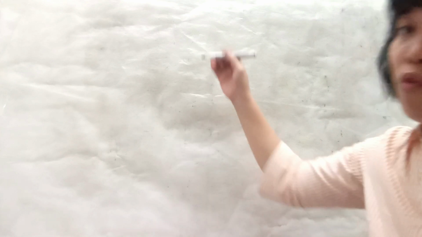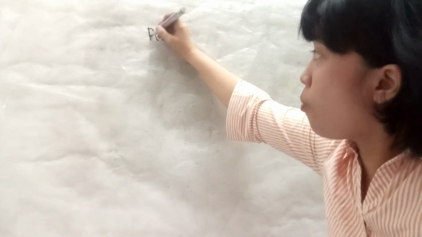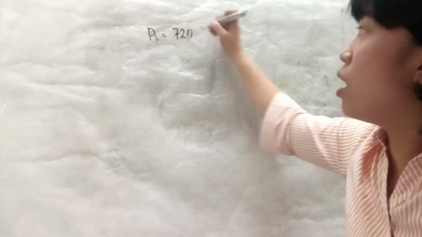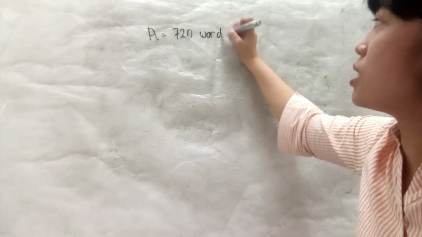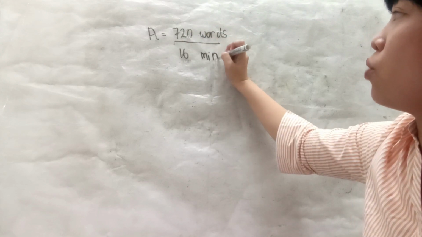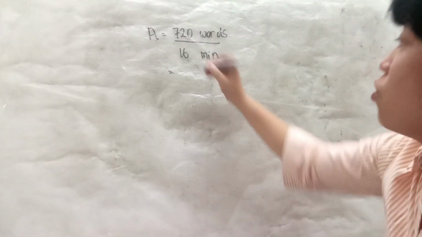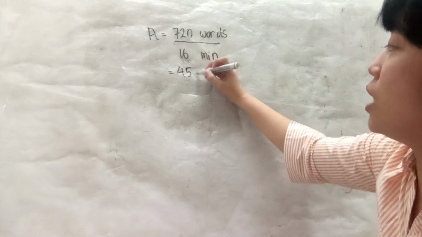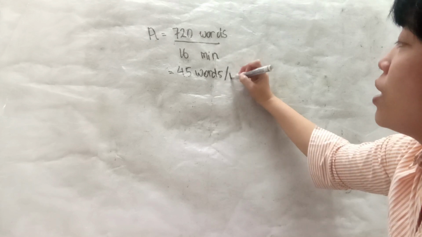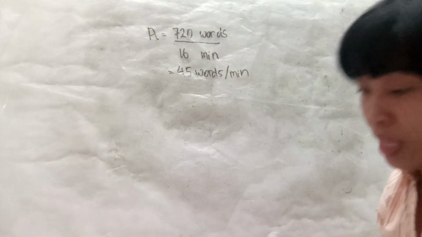So here, Amira can type 720 words in 16 minutes. So for Amira, 720 words per 16 minutes, or we can say 720 divided by 16 equal to 45 words per minute. So she can type 45 words per minute, Amira.